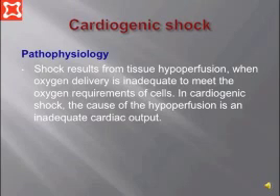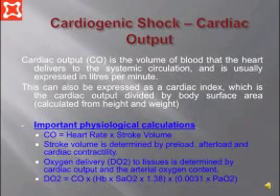In an effort to better understand cardiogenic shock and also to manage the patient with cardiogenic shock, it is useful to revise some basic physiology. As stated before, cardiogenic shock results when the cardiac output is inadequate for the demands of the body. Cardiac output is the volume of blood that the heart delivers to the systemic circulation and is usually expressed in litres per minute.